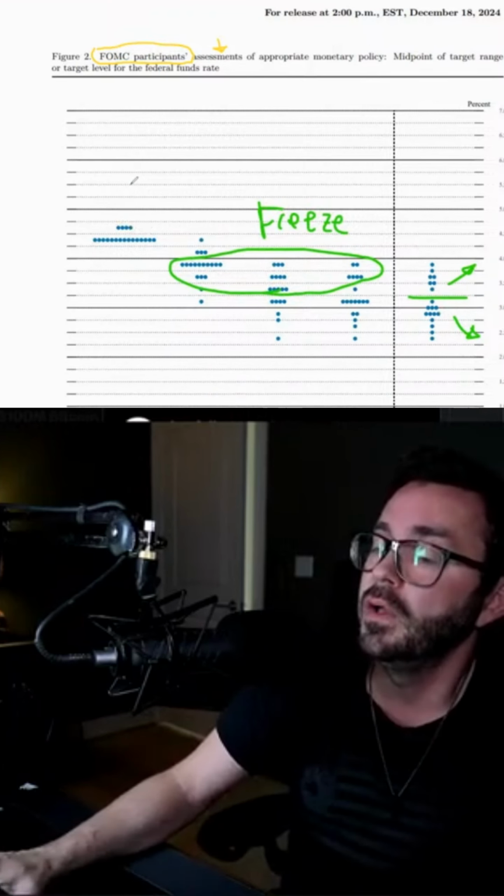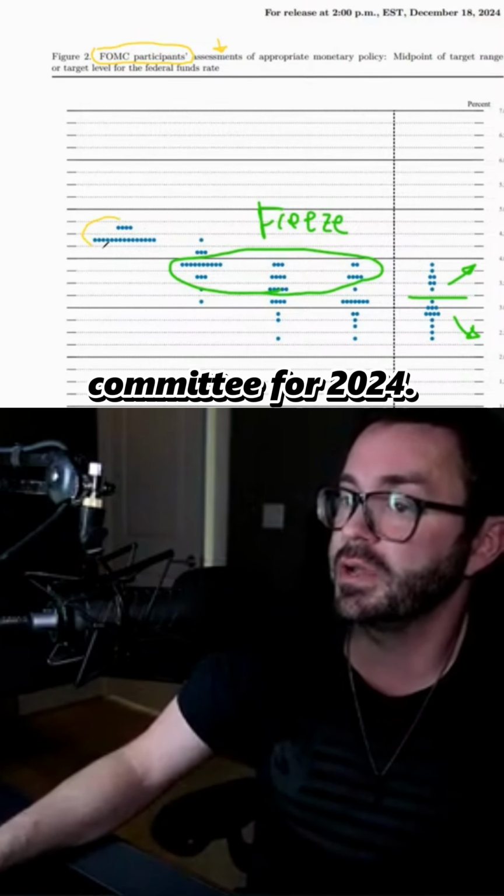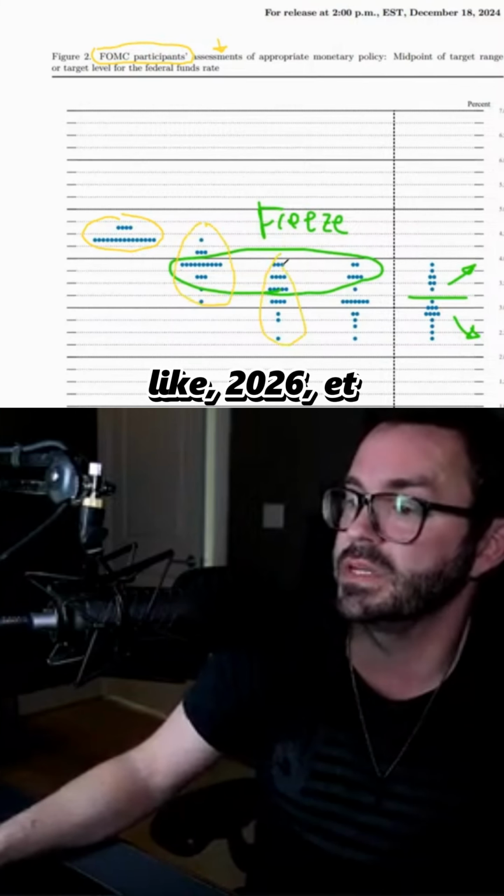These are your members. This is where they believe policy should be. Each person is a dot. So here's your committee for 2024. Here's what they think 2025 is going to be like, 2026, etc.